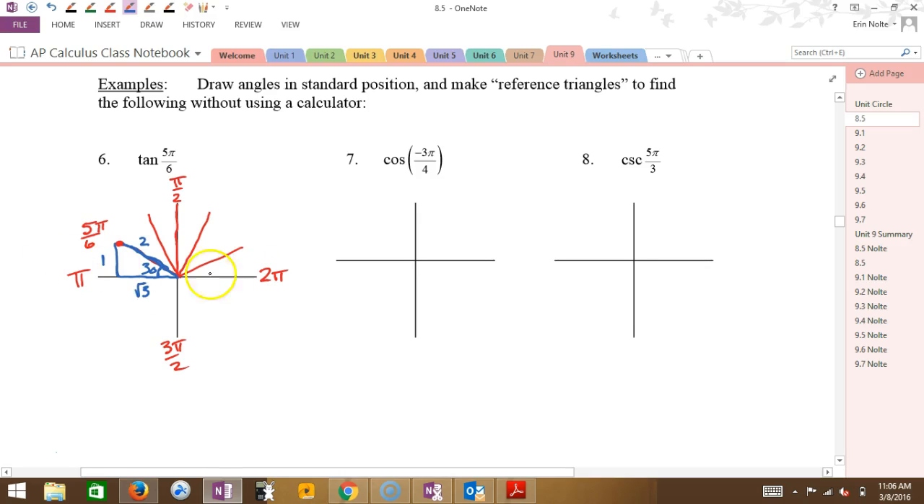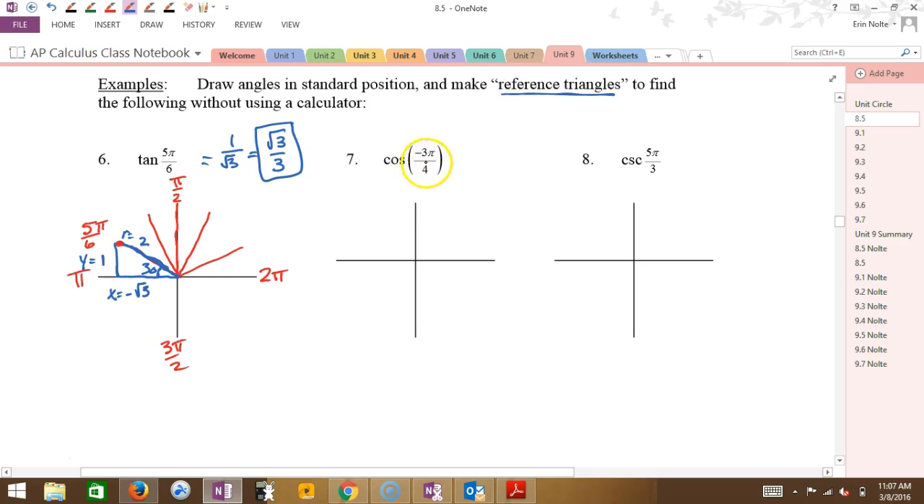Again, if I'm thinking about my coordinate grid, my x value is going to be negative because I'm going to the left. My y value will be positive. My r is just going to be 2. Okay, so for my tangent, I'm going to do y over x. So that would be 1 over the square root of 3, which you would reduce and say that's the square root of 3 over 3. So that's how you do this when they ask you to draw reference triangles.